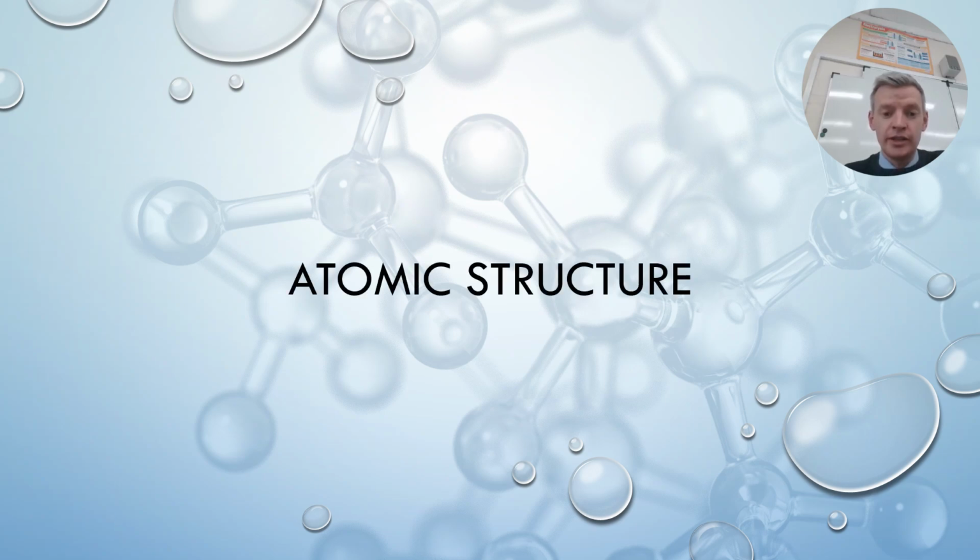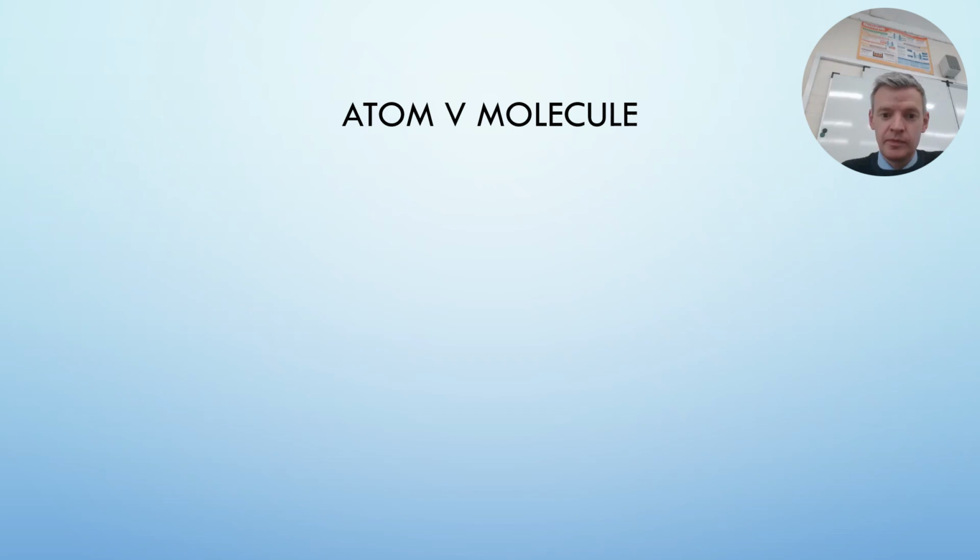Hello, we're going to look at specification point 1c, atomic structure. First thing we're going to do is look at what the difference is between an atom and a molecule. So an atom is defined as the smallest part of an element that can exist. And this is really the smallest part that can take part in chemical reactions.